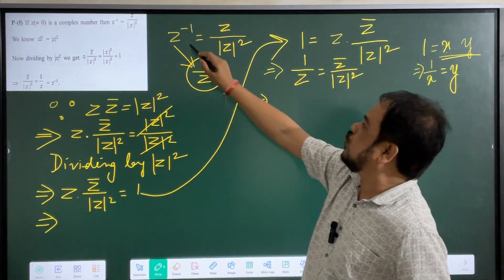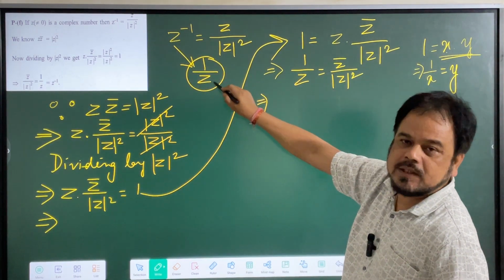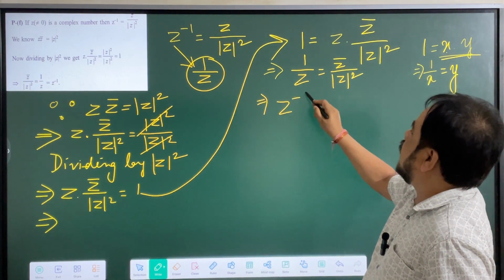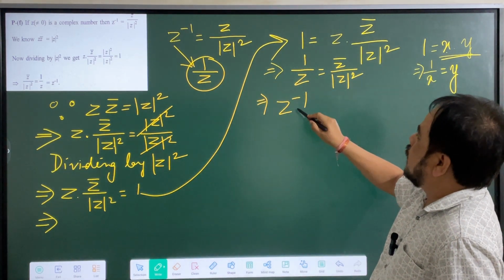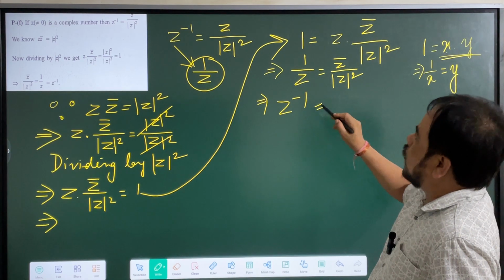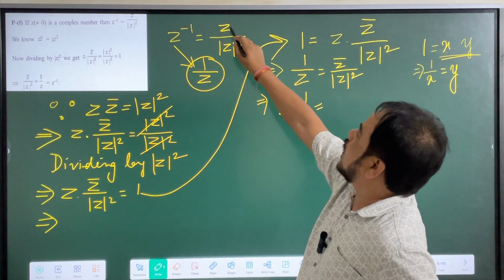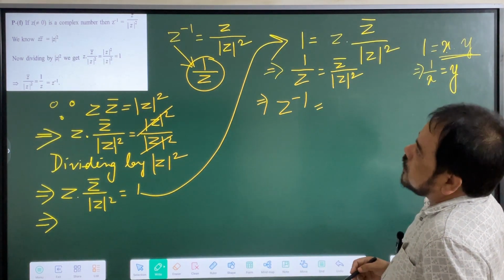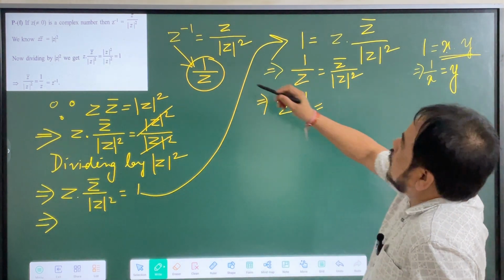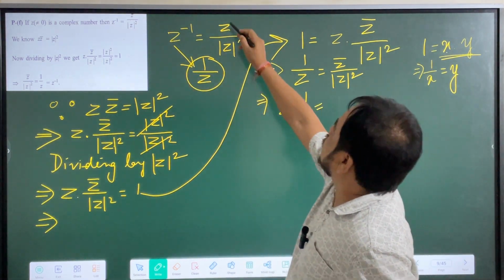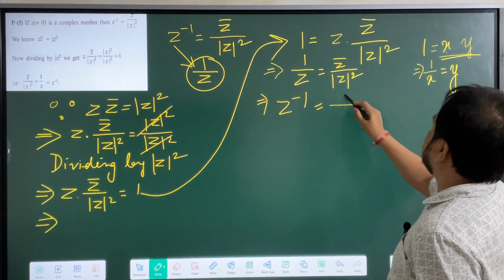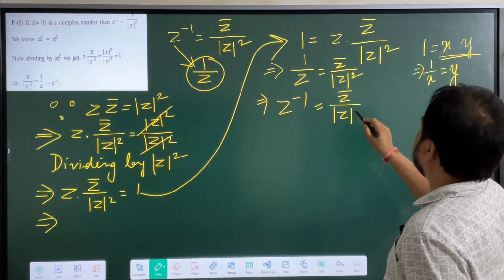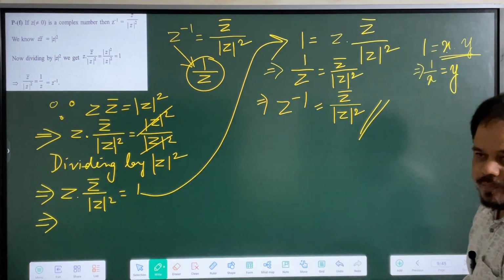As I have told you, to get Z inverse, we have to get 1 by Z. Then only we can write Z inverse. In place of 1 by Z, we can write Z inverse. What is to prove? Z inverse equals Z bar by mod of Z square. Z bar is there, sorry, Z bar is there. Z bar by mod of Z square. This one finished.